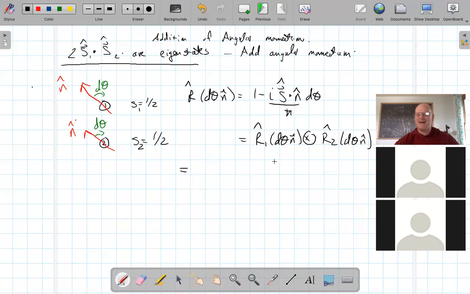Okay, so let's look at this guy. So this guy then is going to be a tensor product between both of these two guys.